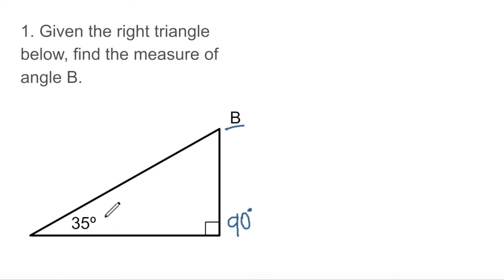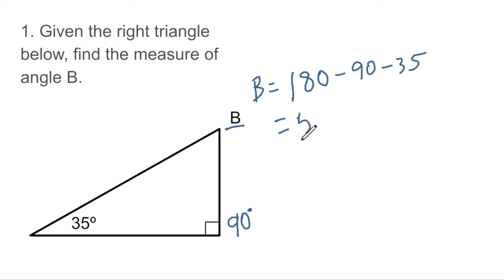Since the sum of the three angles is 180 degrees, we can subtract the two known angles from 180 to find B. So B equals 180 minus 90 minus 35. And when we subtract that, we get 55 degrees for angle B.